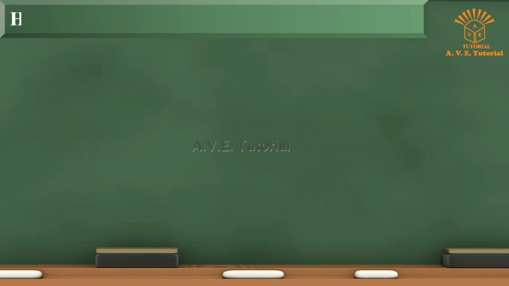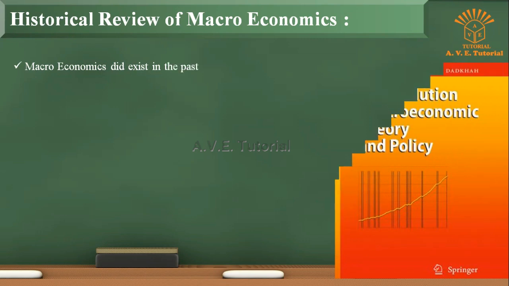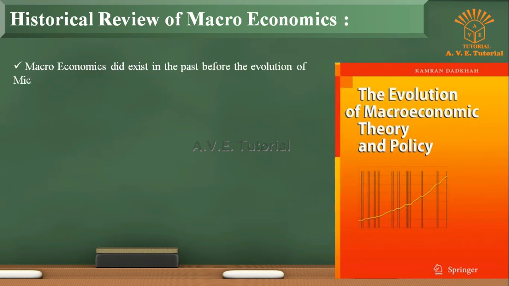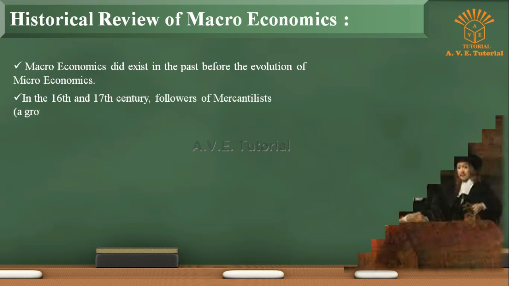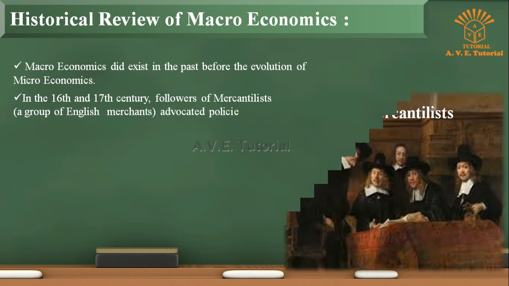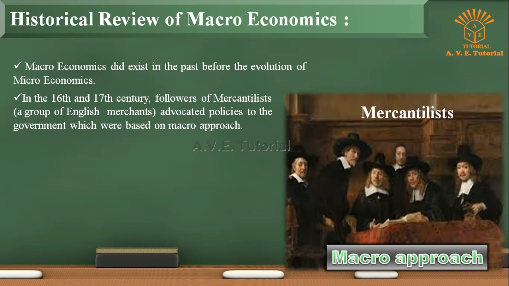Next topic is historical review of macroeconomics. First, macroeconomics did exist in the past before the evolution of microeconomics. In the 16th and 17th century, followers of mercantilists, a group of English merchants, advocated policies to the government which were based on macro approach.